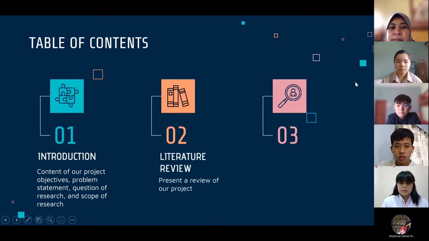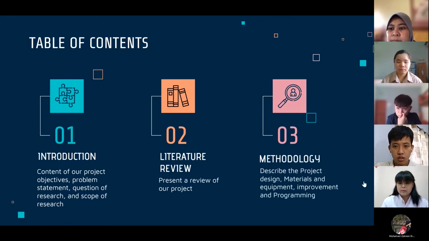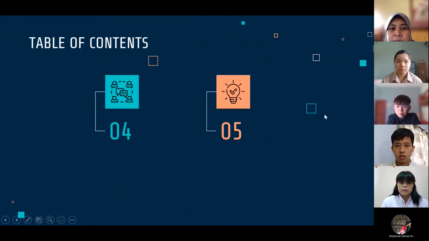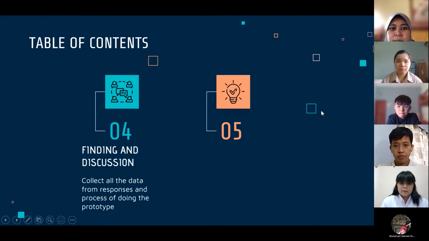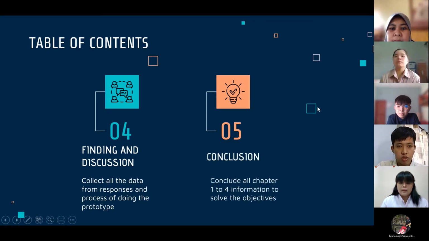The second one is literature review. In this content, we will present a review of our project. Third one is methodology. In this content, we will describe the project design, material and equipment, improvement and programming. The fourth one is finding and discussion. We will collect all the data from respondents who are in the online server and the process of doing the prototype. Last one is conclusion. We will conclude all the chapter information to solve the objective.